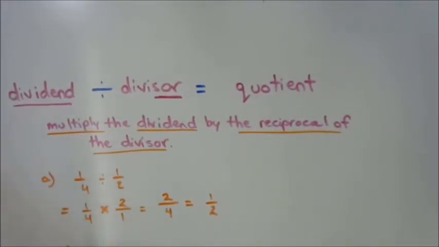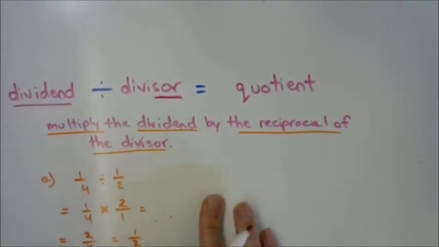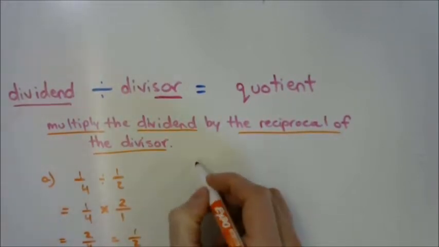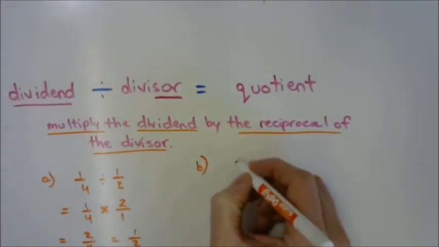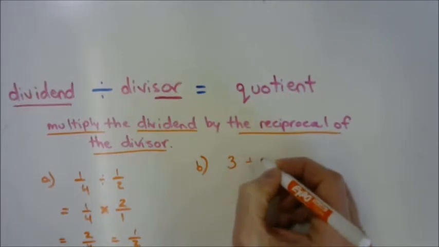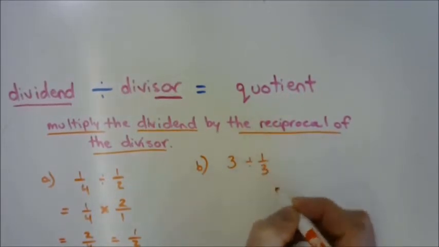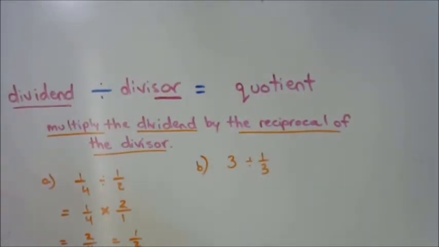And my apologies, I worked across here, but you should really be working down. And then the last one, doesn't matter so much. But okay, B. B is 3 divided by 1/3, divided by 1/3.